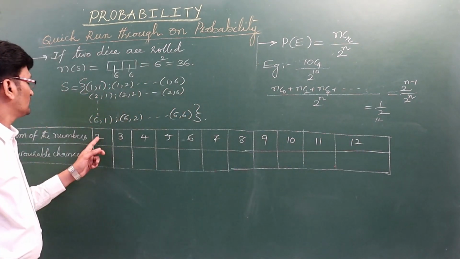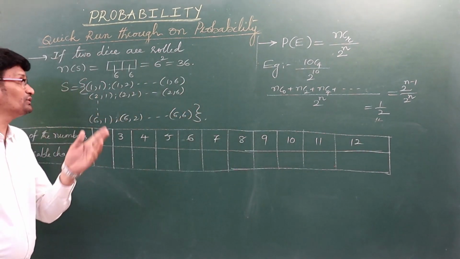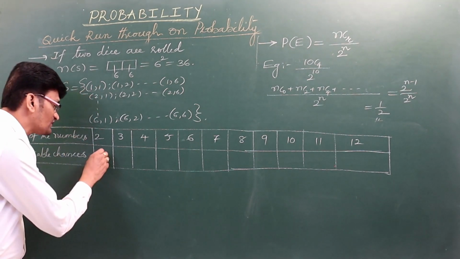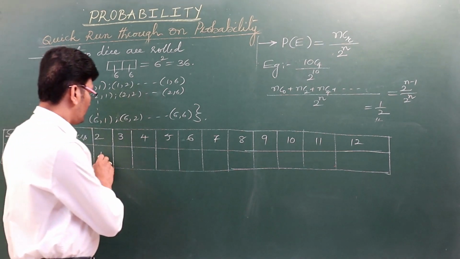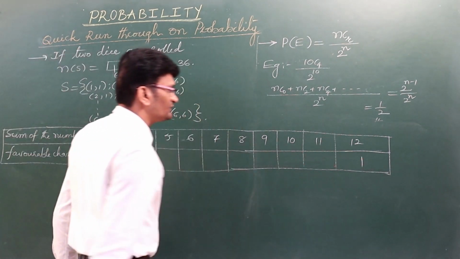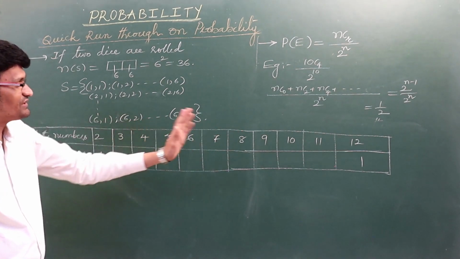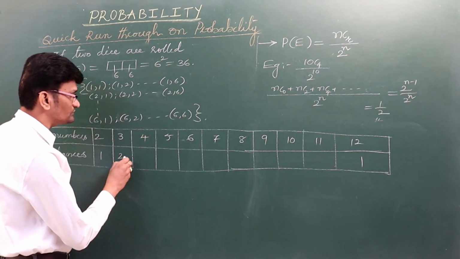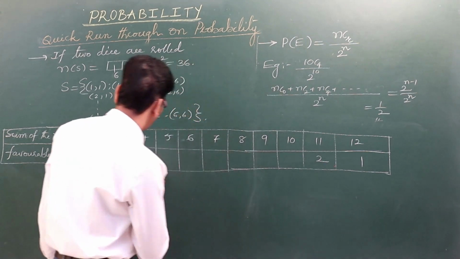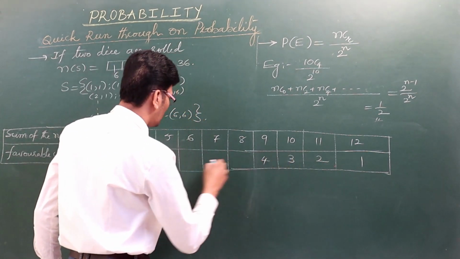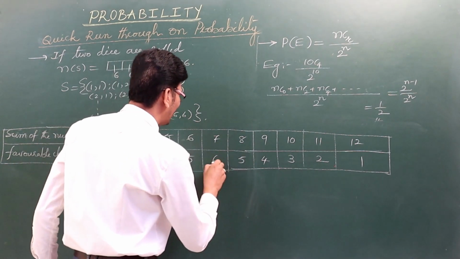Now, for the sum on the 2 dice to be 2, you have only one favorable chance. Therefore, favorable chances 1. Whatever it may be, the last also you will get 1. What is the last sum? 12. Now I am framing one shortcut. Then here you will get 2, here also 2. Here you will get 3, here also 3. 4, 4, 5, 5 and it is 6.